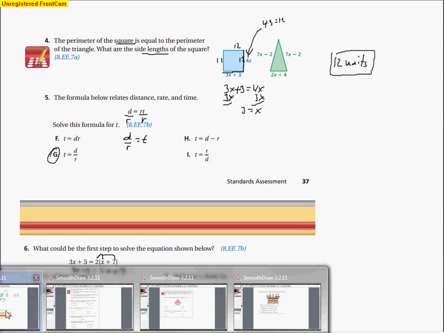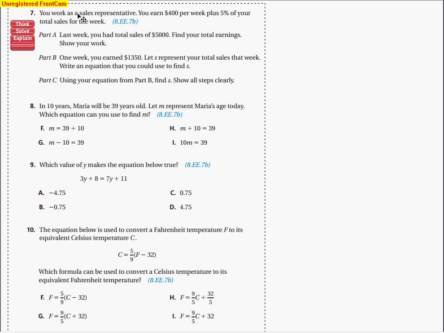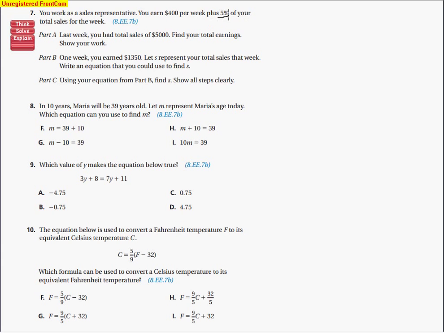Let's move on to our next problem, and it says you work as a sales representative. You earn $400 per week plus a 5% total on sales for the week. Okay, so you earn $400 plus you're earning 5% on sales. So when we multiply by percents, we change those to decimals. Move the decimal point over 2 spaces. And we're going to multiply that by the number of sales that we make. And so it says last week you had a total of sales of $5,000. What is the total earnings?